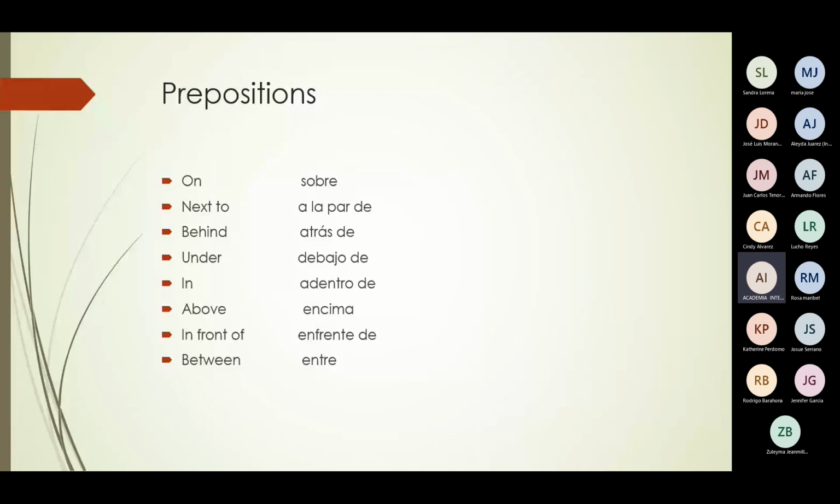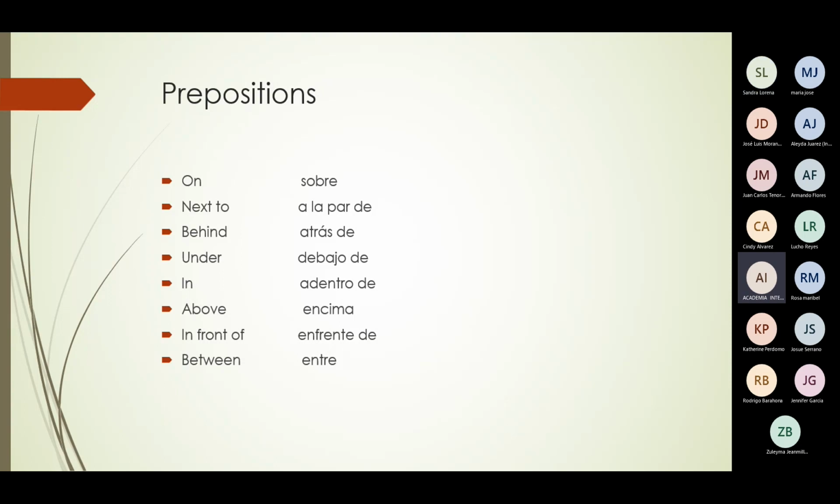Veamos otro ejemplo. ¿Sería correcto si digo, I am on my bedroom? ¿Sería correcto? No, ¿verdad? Porque estoy encerrado en un lugar, ¿cuál sería? In. I am in the bedroom. ¿Verdad? Pero si digo, I am in the roof. Roof significa techo. ¿Sería correcto? I am in the roof. I am on the roof. Correcto.